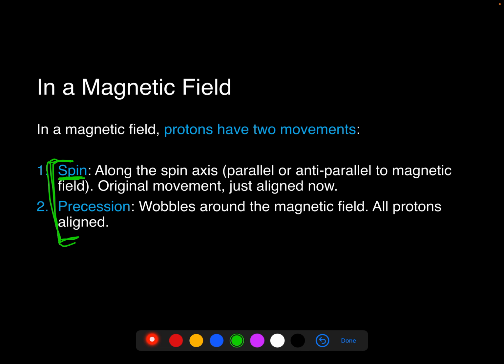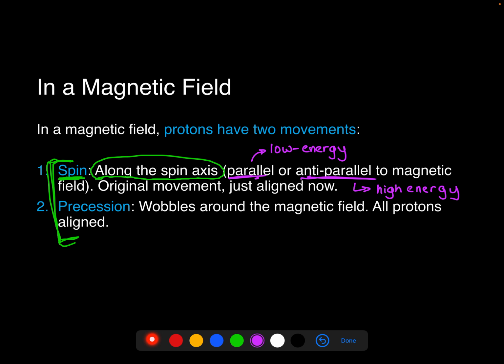In the spin, this is the same movement that we saw a couple of slides back in a normal body. However, the movement is now either parallel or anti-parallel to the magnetic field. A parallel movement is when it is low energy. So a low energy proton spins parallel to the magnetic field, and anti-parallel is high energy. This was the original movement that we saw in the beginning, but it's just aligned now, either parallel or anti-parallel.